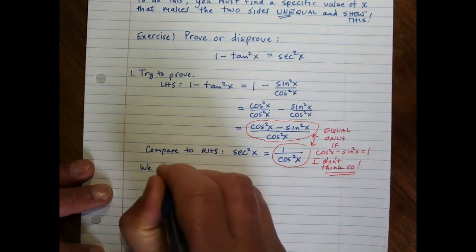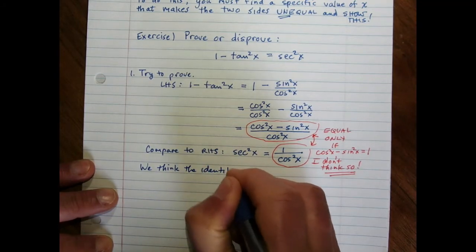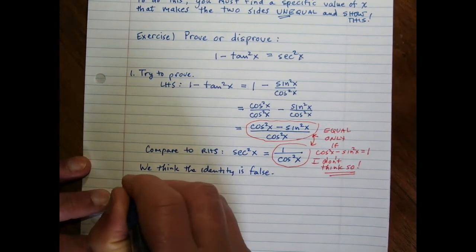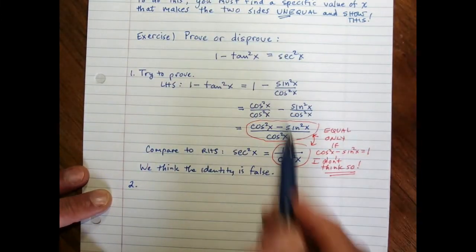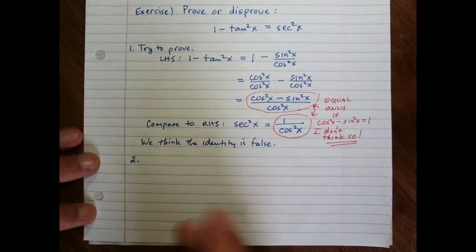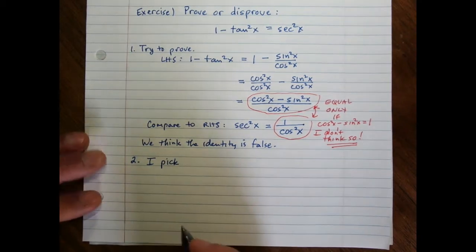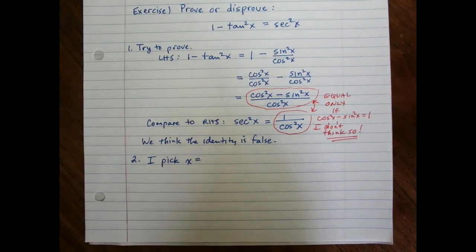So we think the identity is false. And so we're going to move on to step 2 of the process. Unfortunately, sometimes step 1 is all you need and you're done. Here we think this might be false, so we have to pick a value of x to plug in. And it's not obvious what should be plugged in, and usually there's more than one value that might work.